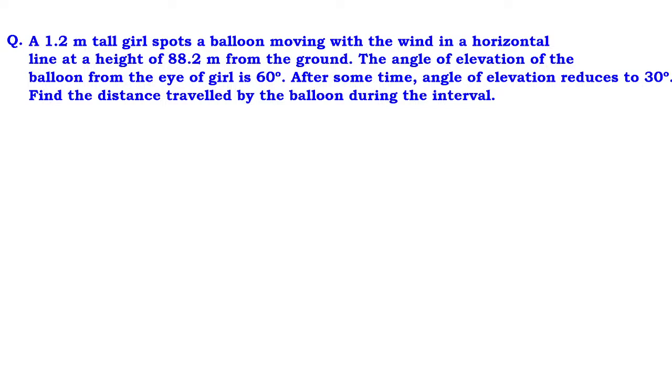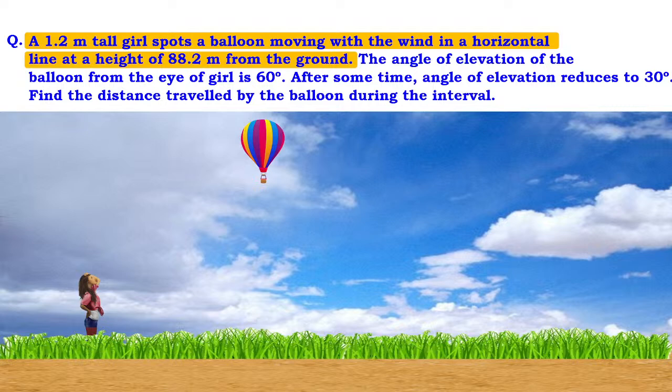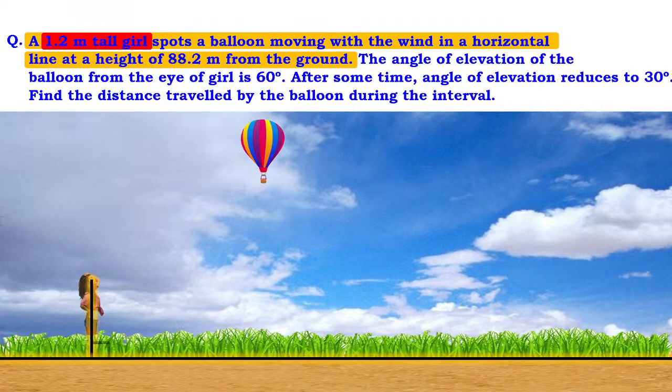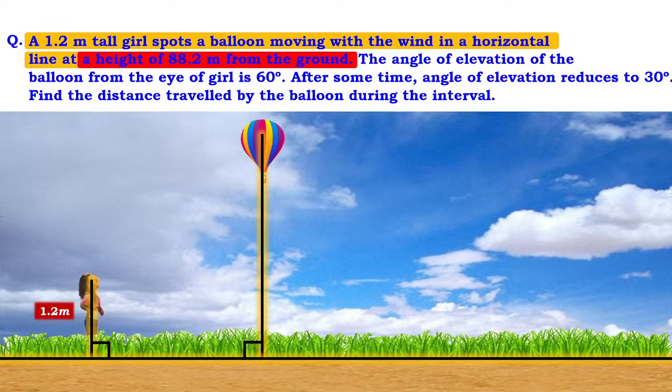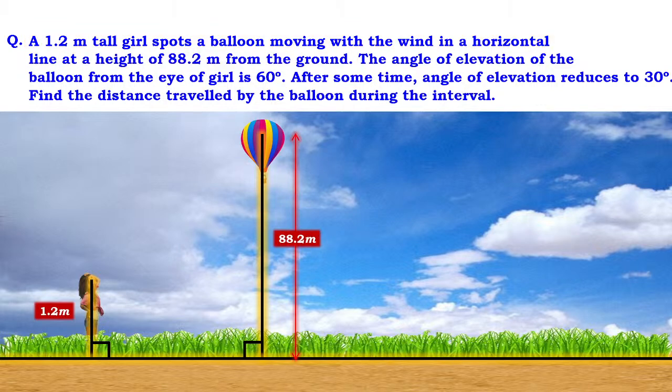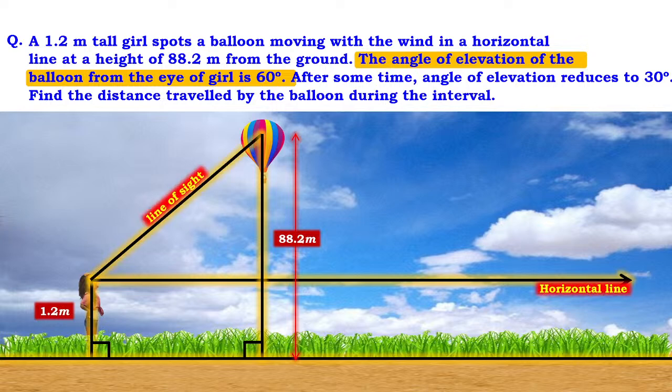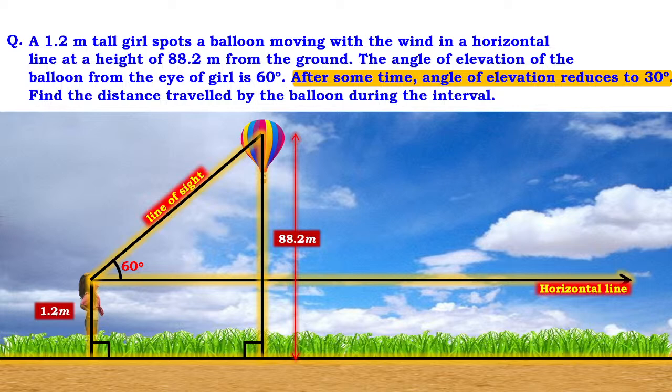Look here. A 1.2 meter tall girl spots a balloon moving with the wind in a horizontal line. Imagine this is a girl and she's watching a balloon. What is the height of the girl they have told? 1.2 meter. And the balloon height here is 88.2 meter. This is the height of the balloon, right? And the angle of elevation from the eye of the girl is 60 degree they have given, right? So after some time, the angle of elevation reduces to 30 degree. That means if the angle is reducing, the balloon is coming towards her or going away from her.